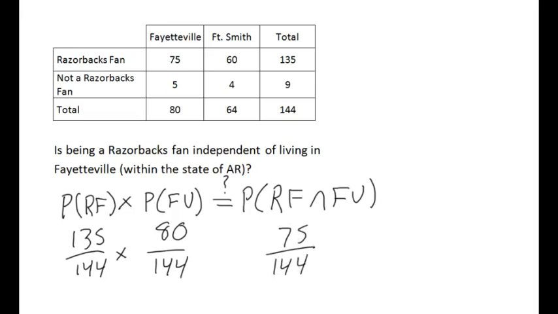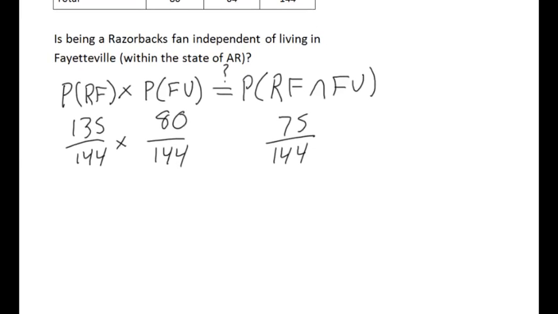And so if we do these calculations, 135 over 144 times 80 over 144, we get approximately 0.5208, and then some more decimals. And 75 divided by 144, we get 0.5208, and those same decimals after that. So we can see that these are indeed equal, which means they're independent. And what that would tell us is that whether you live in Fayetteville or you live in Fort Smith, you're equally likely to be a Razorback fan.